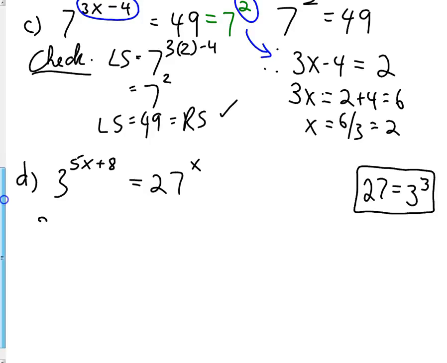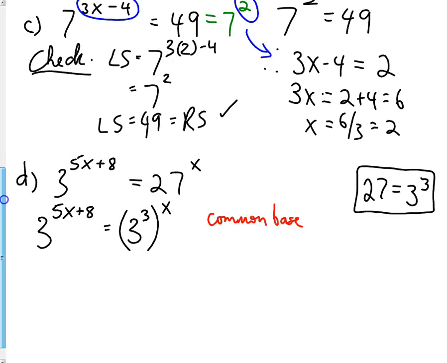So what I would do is express both sides with base 3. So what I'm going to do is replace 27 with 3 cubed, 3 to the third. So this is a common base. Okay, once that's done, then I can just apply exponent laws. So on the left side, there's nothing to do here, just carrying this through. But on the right side, we have a power of a power. So we're going to multiply our exponents. 3 times x is 3x.